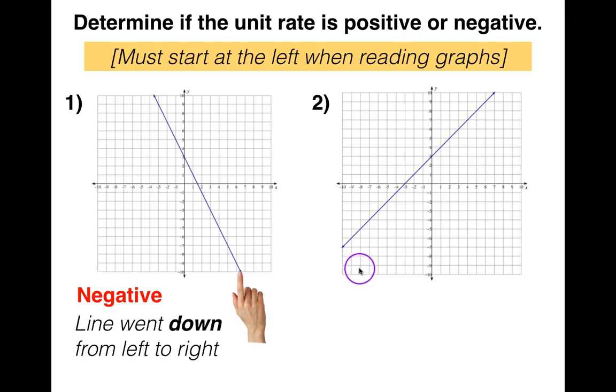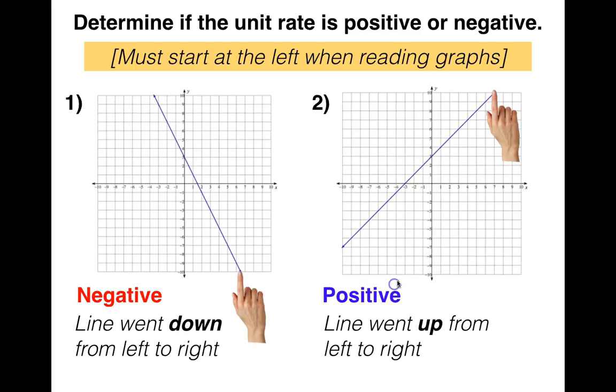Now let's look at our second example. Here, again, we must start farthest left. So I'm going to go ahead and place my finger on the left, and I'm going to trace it towards the right. As I traced it to the right, you'll notice it was going up. So I'm going to say that it is a positive unit rate. And why? Because the line went up as we were reading it from left to right.